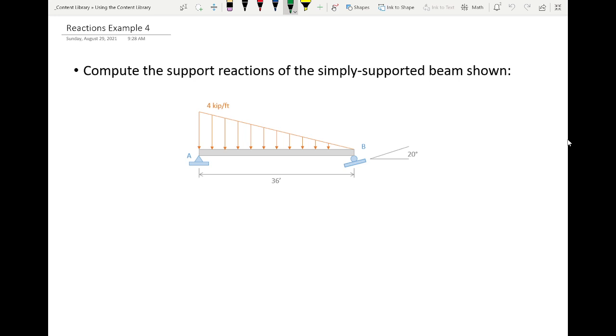Okay, let me start off with this angle here. Let's deal with what we know already. So let's review. I have a triangular load that extends over a length of 36 feet and linearly increases from 0 to 4 kips per foot. If I were to collapse that into a single point load, what would the magnitude of that point load be? Let's deal with that first.